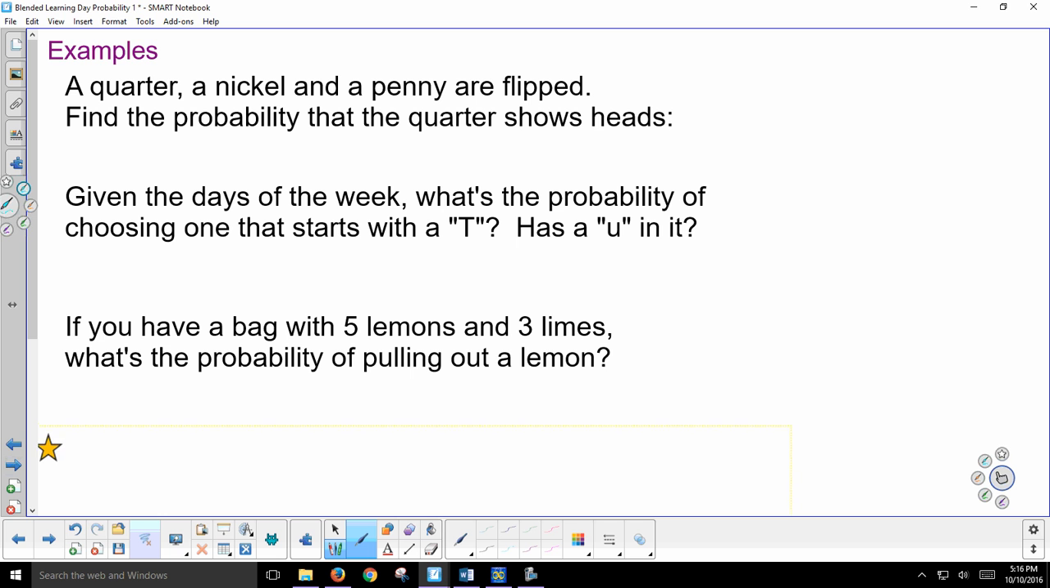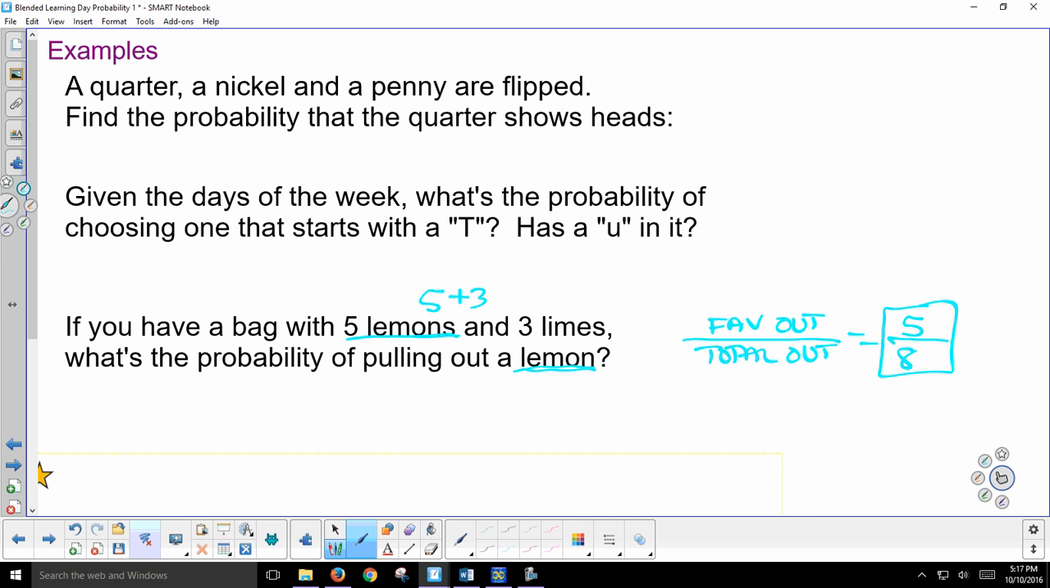All right, our last example is you have a bag with 5 lemons and 3 limes. What's the probability of pulling out a lemon? So we want favorable outcome over total outcomes. Well, a favorable outcome in this case is a lemon. So we have 5 lemons. Our favorable outcome is 5, and our total outcomes, well, we have 5 lemons and 3 limes, so our total outcomes is 8. So the probability of pulling a lemon out of the bag is going to be 5 out of 8. And you can plug that into a calculator and give yourself a percentage option.